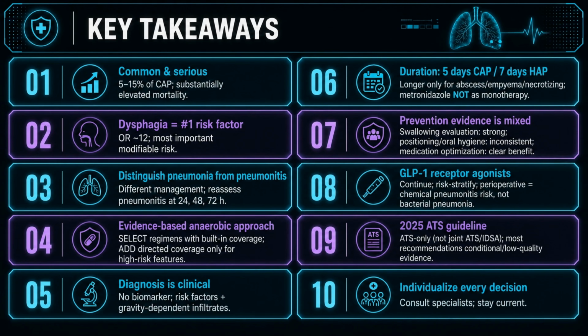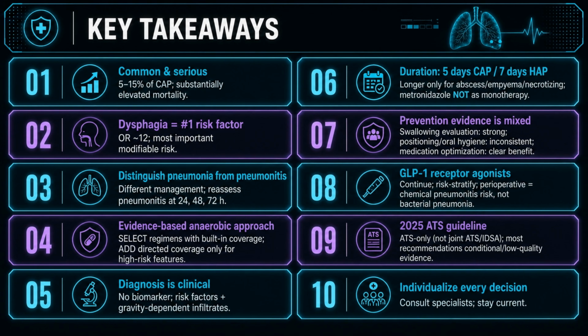Let's summarize the essential takeaways. 1. Aspiration pneumonia is common and carries a substantially elevated mortality compared to other community-acquired pneumonias. 2. Dysphagia is the single most important risk factor and the most important target for prevention. 3. Distinguish bacterial pneumonia from chemical pneumonitis. Pneumonitis requires supportive care and reassessment at 24, 48, and 72 hours before committing to antibiotics.